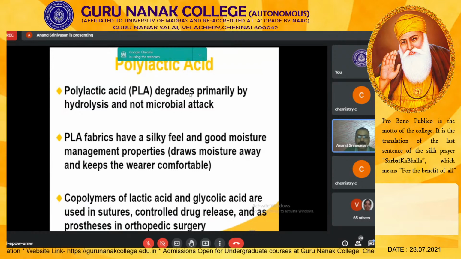So we kept this polylactic acid film in an open coconut, and that undergoes degradation within a week's time. So we can try to expedite the degradation process with various natural processes as well. That is possible. And polylactic acid fabrics have a silky feel and good moisture management because it has got a methyl group. That methyl group is responsible for offering hydrophobic behavior.